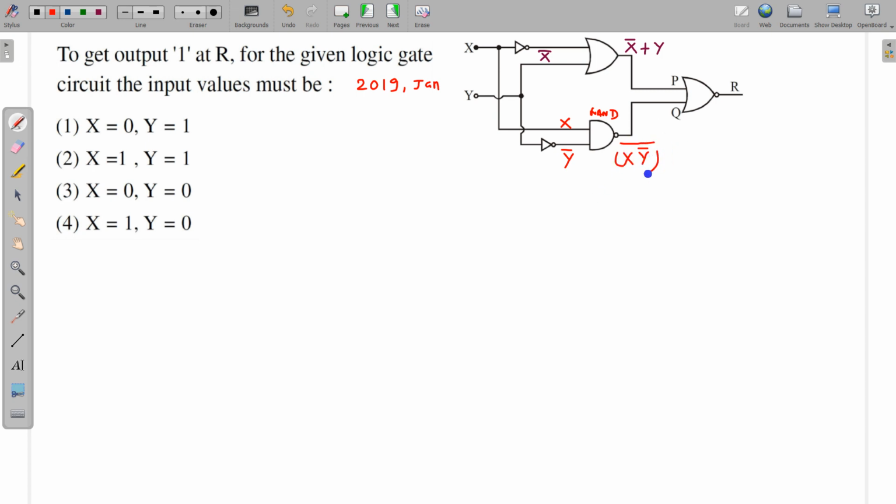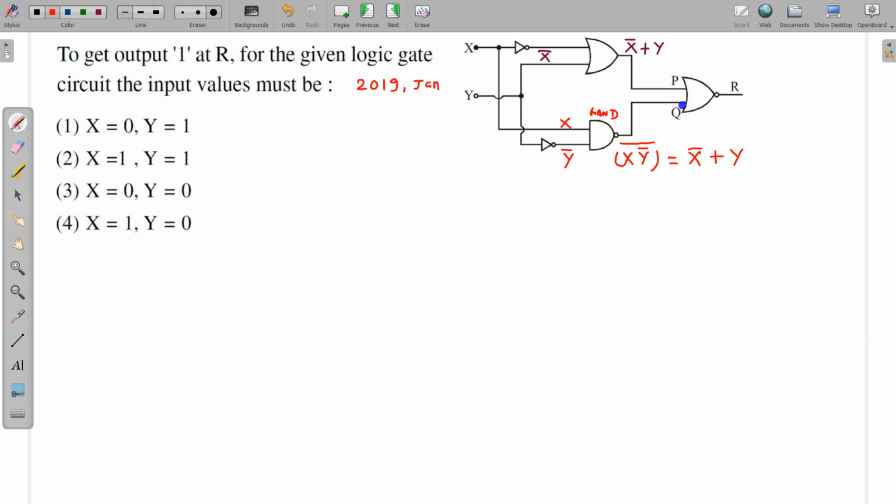Using De Morgan's theorem, using the Boolean algebraic relation, we can also write it like this. This AND can be converted into OR, and this X will have a bar now, and this Y bar will have a bar now, and Y bar having a bar will be bar free. This is X bar plus Y. We can easily see this P is X bar plus Y, and this Q which is fed into this is also X bar plus Y. So these are the two similar inputs.